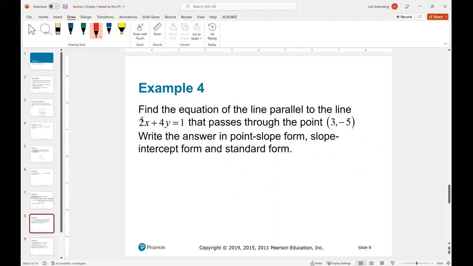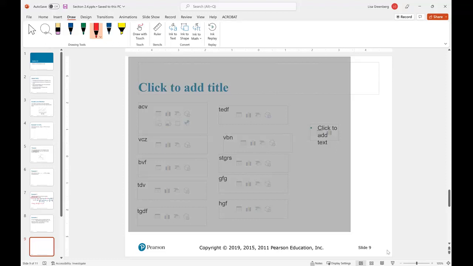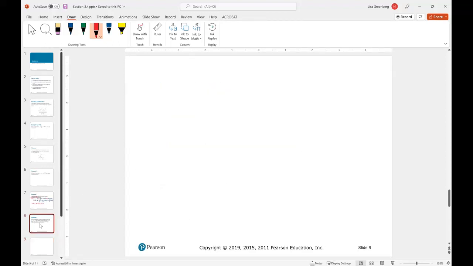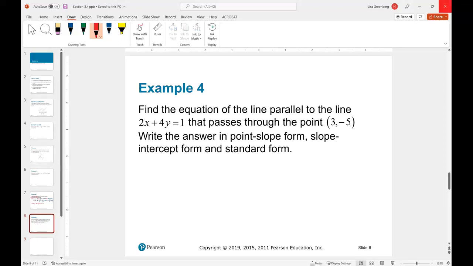Okay, so find the equation of the line parallel to this line that passes through this point. So let's do that first, and then we'll write it in all the different forms that they want. I'm actually going to put another slide in here because I have a very good feeling that we're going to need some more space. So let me just start. So the first thing I want to do is find the slope, right? So I'm going to solve for y.